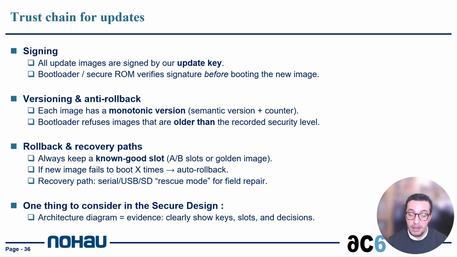For the signing, we can say that only our code runs. Versioning and anti-rollback means we never go back to a weaker security level. And the rollback recovery part means that if a bad update happens, it does not break the device. So if we document these choices clearly in the architecture, we have a solid story for the CRA: security updates, controlled keys, and a guaranteed way back to a known good state.